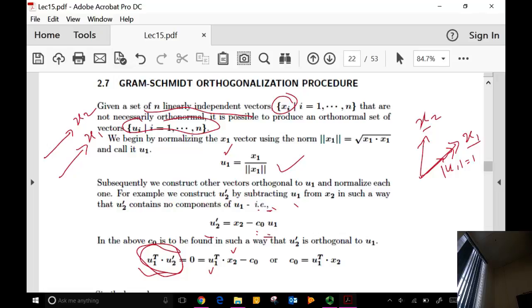Okay. That is the Gram-Schmidt procedure. The Gram-Schmidt procedure is, if you give me x1, x2, x3, x4, I need to construct u1, u2, u3, u4 from the x's in such a way that they are all perpendicular to each other. So I want u1 to be perpendicular to u2 prime. C0 gives that to us. C0 gives me what length I should subtract in the u1 direction to get that. And once you understand this, you have an algorithm to calculate C0. Okay? And you can then normalize your u2 prime.